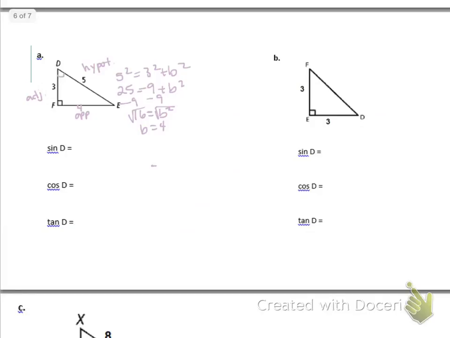So now I can go ahead and start. So sine, if I write SOHCAHTOA up here again so I can remember what they all are, SOHCAHTOA. Sine is opposite over my hypotenuse, so opposite of angle D is 4. Hypotenuse is 5. Cosine is adjacent over hypotenuse. And then tangent is my opposite over my adjacent.